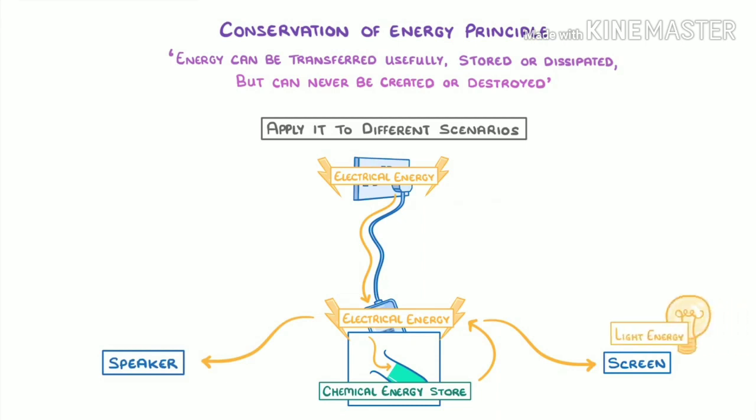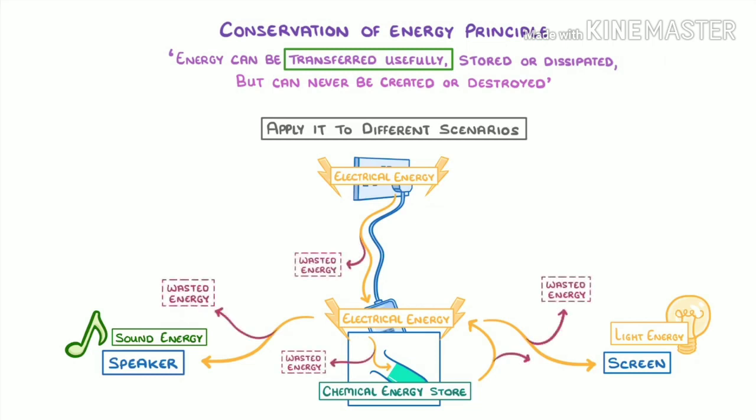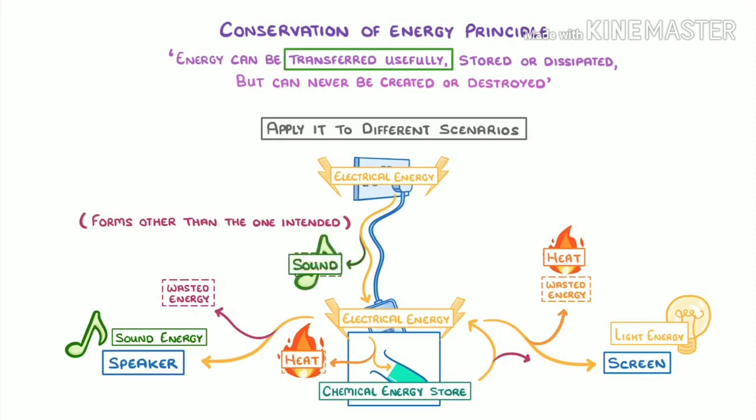In the screen, the electrical energy will be converted to light energy so that you can see it, and in the speaker it will be converted into sound energy. Ideally, every time energy is transferred, it will all be transferred usefully into the desired store that you want it to go to. In reality, some of it is going to be dissipated as wasted energy, which just means forms other than the one that we intended. This wasted energy is generally in the form of heat, which is why your phone might warm up a bit when it's charging or when you're using it a lot. But remember that it can be in other forms, like sound energy.